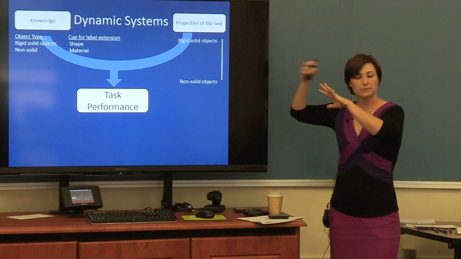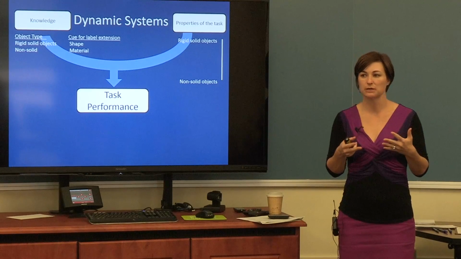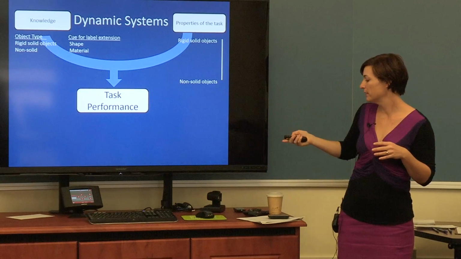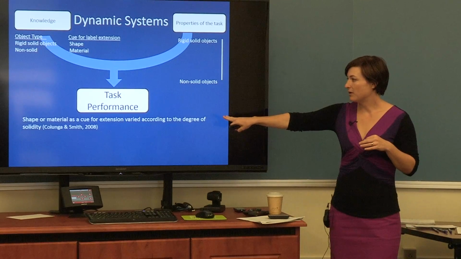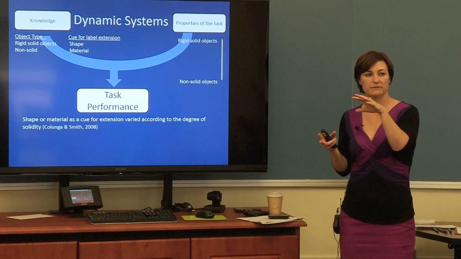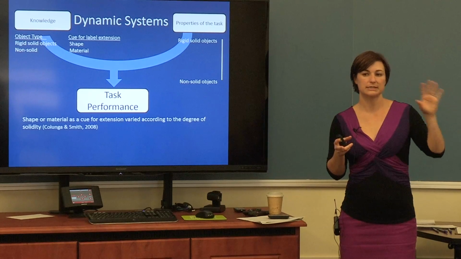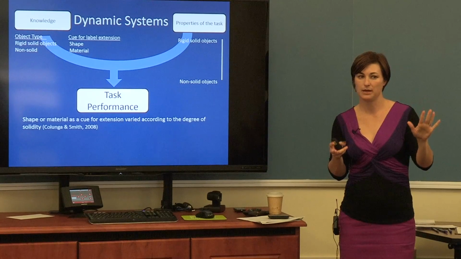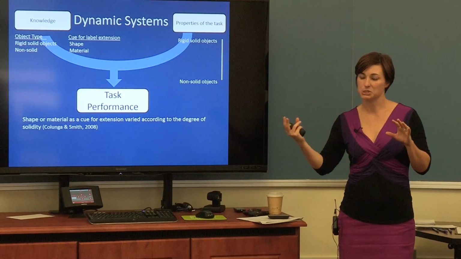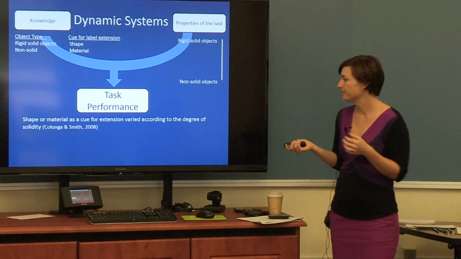And so what some researchers have done is they looked at whether or not you got variable performance in children based on the knowledge that they're bringing to the task and then the property of the task itself. And so what Colunga and Smith found was that when they presented toddlers with objects that really varied in the degree of solidity, the more solid the object was, the more likely the child was to extend that label on the basis of shape. The less solid the object was, the more likely they were to use a material extension. So we see this shift just based on degree of solidity with how they're extending names.